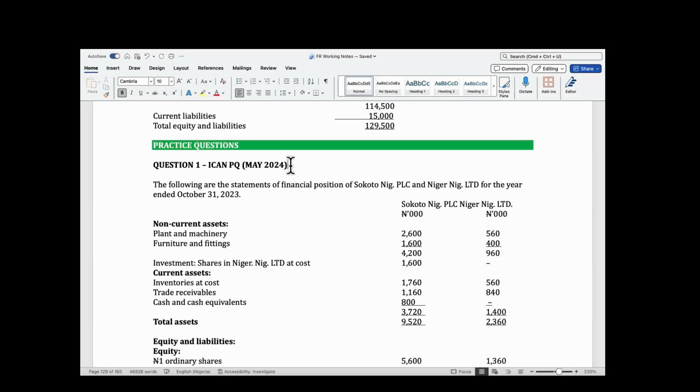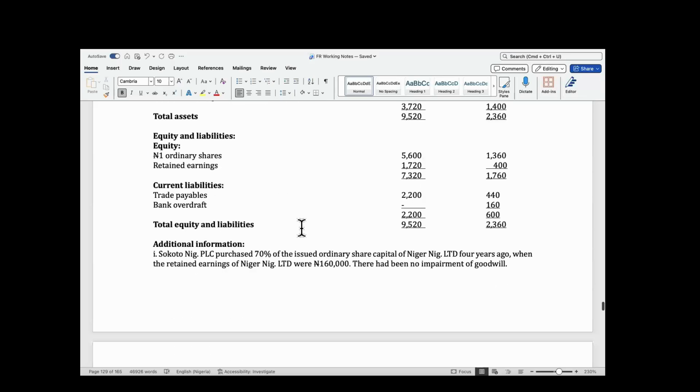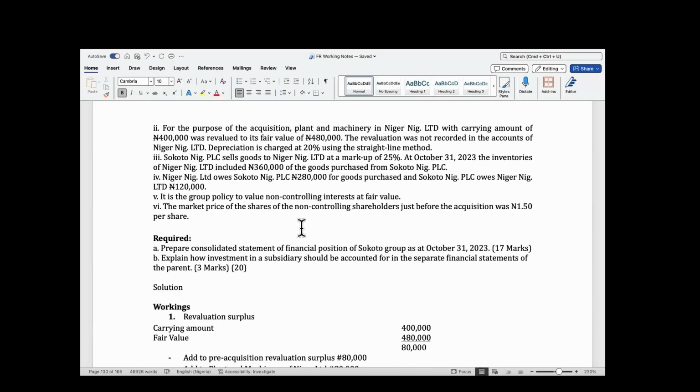And this question centers around preparation of consolidated statement of financial position as at October 31st, 2023. And we were asked to also explain how investment in subsidiaries should be accounted for in a separate financial statement of the parent.